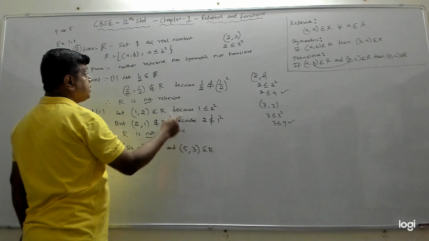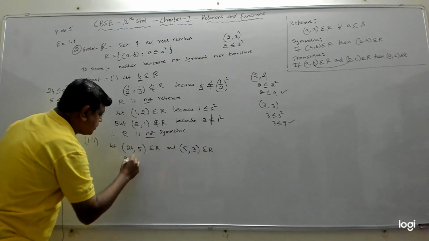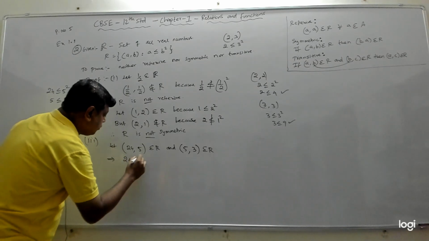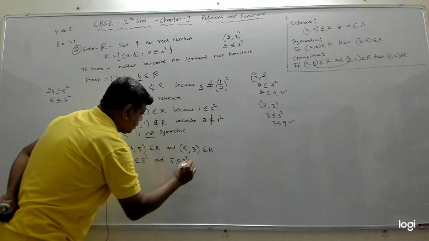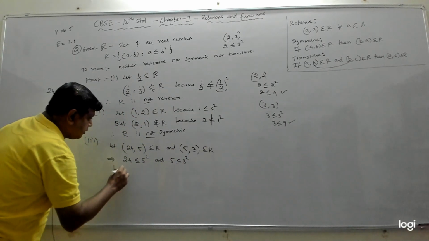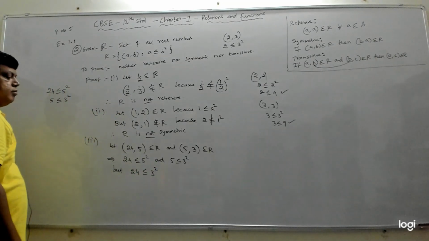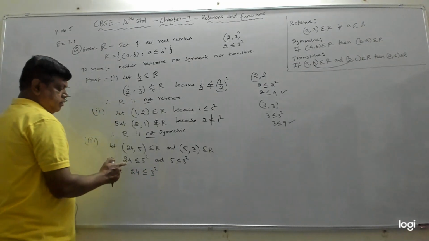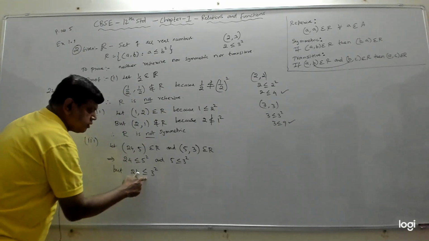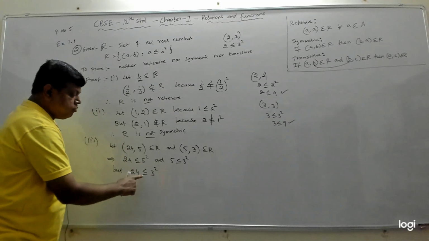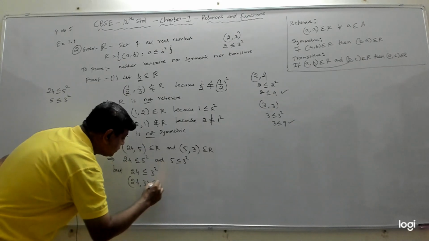Your A is 5, B is 3. So this implies 24 is less than or equal to 5 square and 5 is less than or equal to 3 square. But is 24 less than or equal to 3 square? 3 square is 9. Is 24 less than or equal to 9? No. So therefore 24 comma 3 does not belong to R.